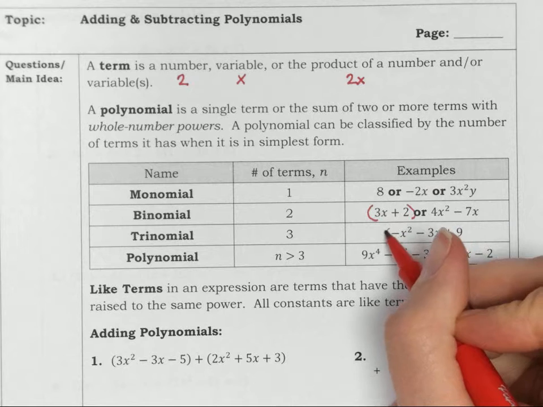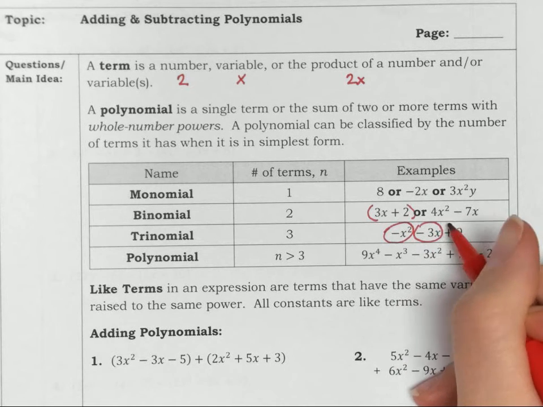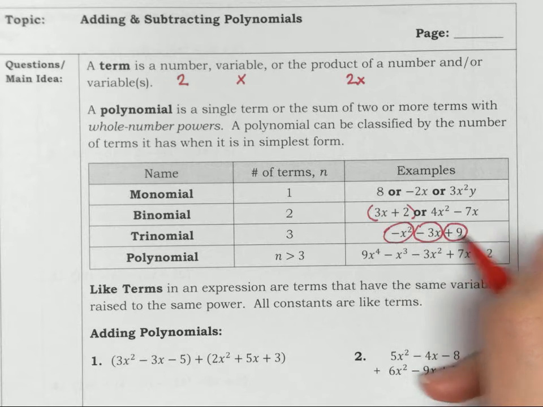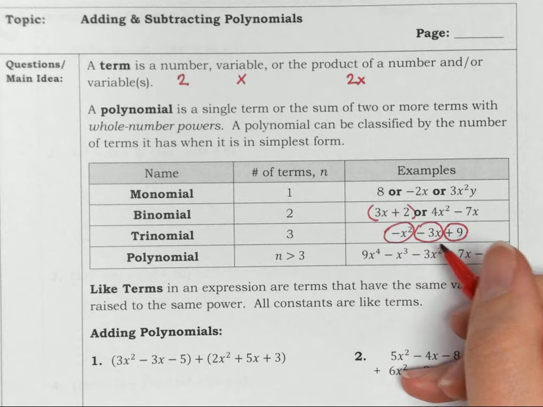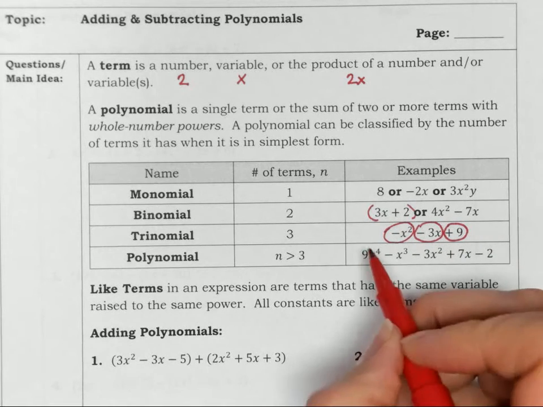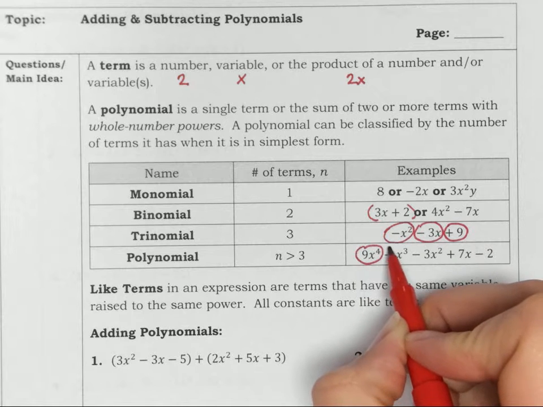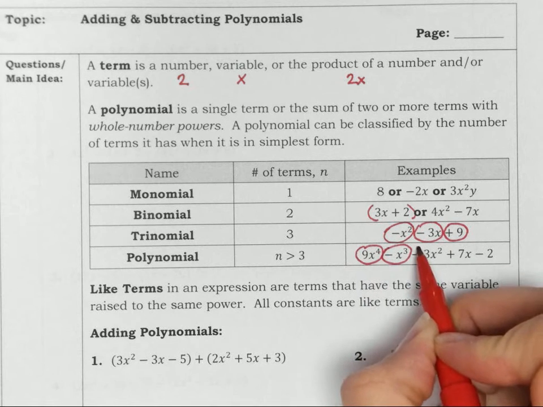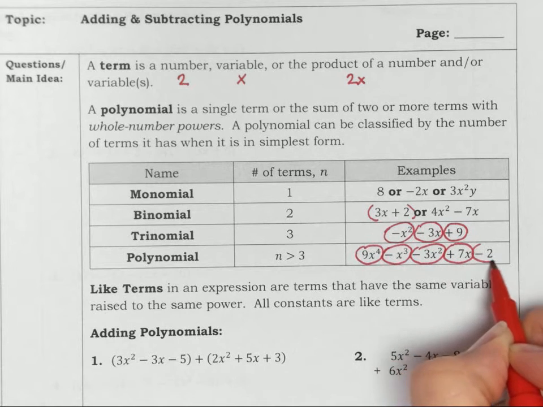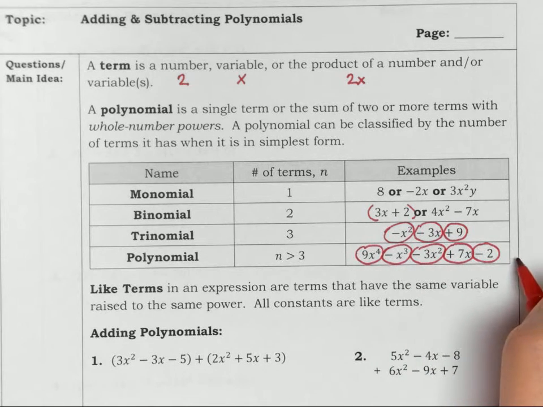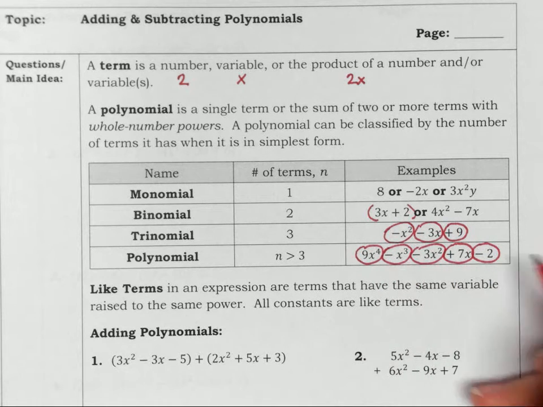So each term is separated by a plus or a minus sign, and that plus or minus sign goes with the number behind it. So I have a negative x squared, a negative 3x, a positive 9. Here I have a 9x the fourth, negative x cubed, negative 3x squared, positive 7x, and negative 2. So if I were to separate these terms out, those would be the 5 terms I would have.